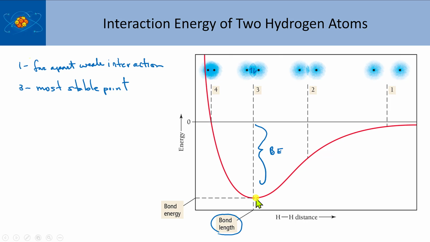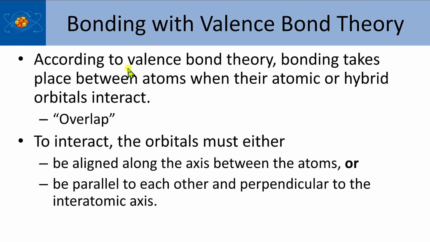So basically, to summarize, what valence bond theory says is bonding takes place between atoms when their atomic or their hybrid orbitals interact, and we call this the overlap region. And to interact, the orbitals are either going to be aligned along the axis between the atoms, or, and we'll show this later, be parallel to each other and perpendicular to the interatomic axis. I'll be explaining this one later, but you can either have a bond aligned on the axis or off the axis when they're perpendicular.